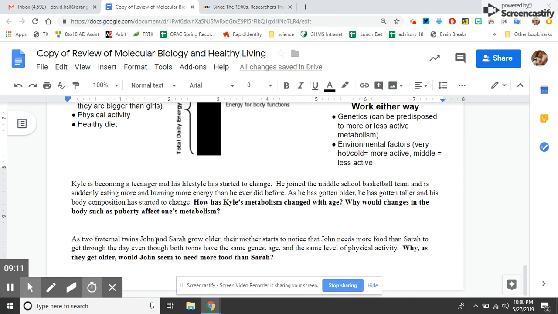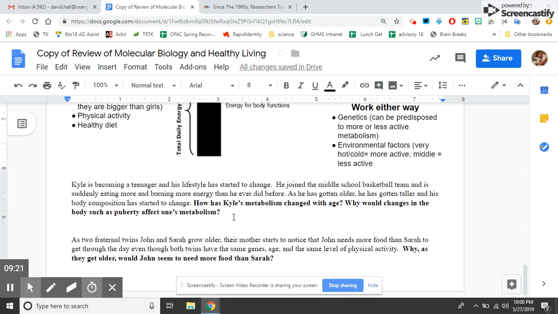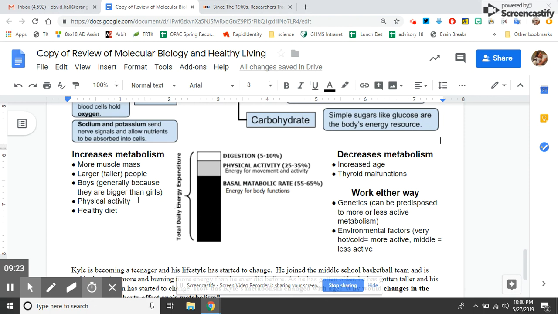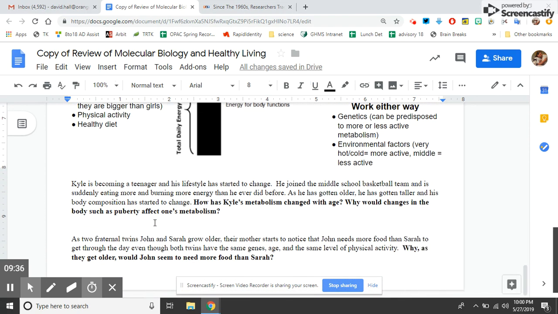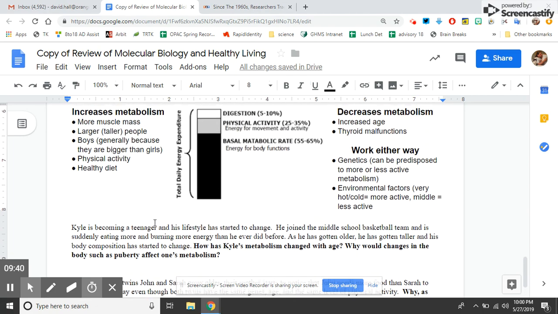Two fraternal twins, John and Sarah, grow older. Their mother starts to notice John needs more food than Sarah. Twins have the same genes. Why, as they get older, does John seem to need more food than Sarah? What does it mean? Well, here it says that boys are typically bigger than girls. And if that's the case, John would need to have more food to be physically active, to have a healthy diet. So that would seem to be it.